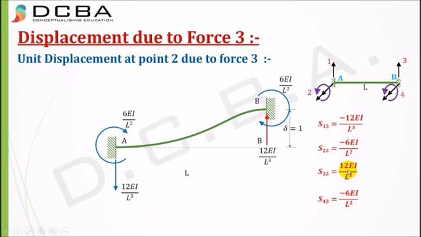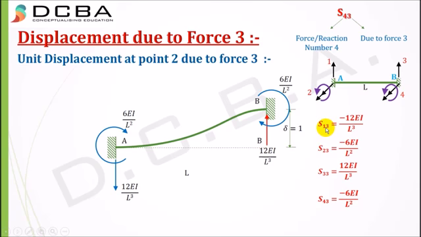S43 is minus 6 EI by L square, because the positive direction for reaction at 4 was anti-clockwise, but here it is giving a clockwise moment, 6 EI by L square, hence it is minus 6 EI by L square. Okay, and this way we have constructed the third column of our stiffness element matrix.